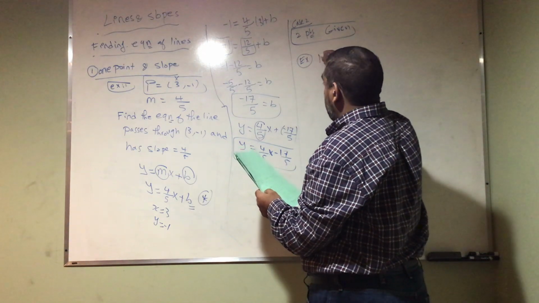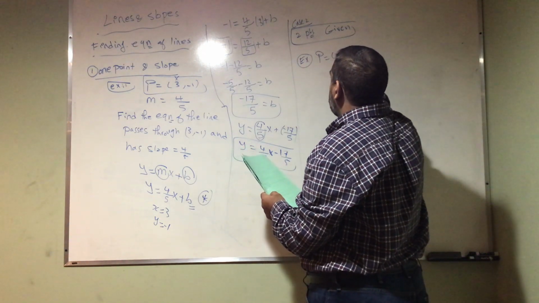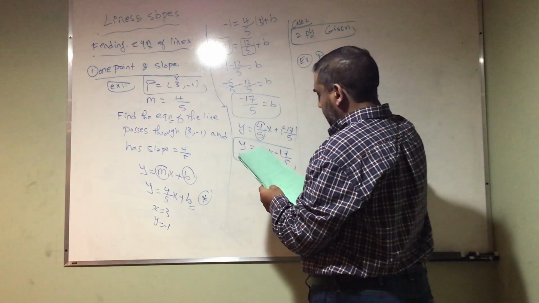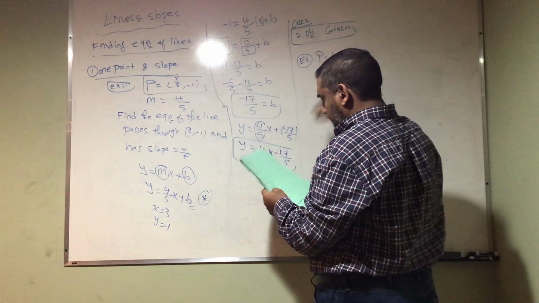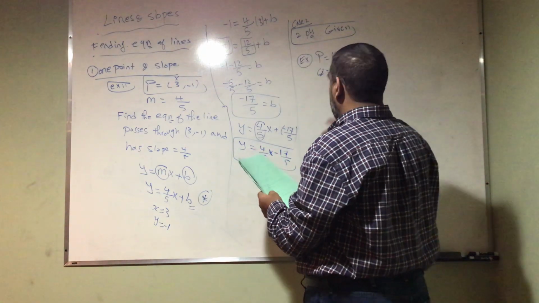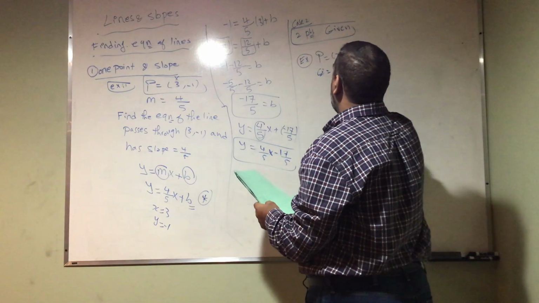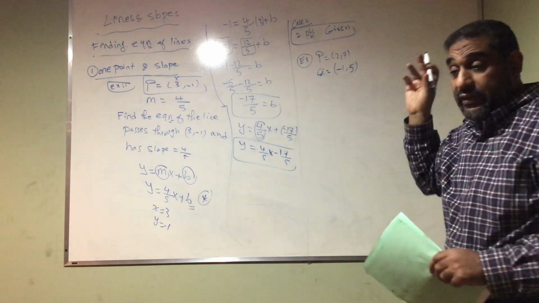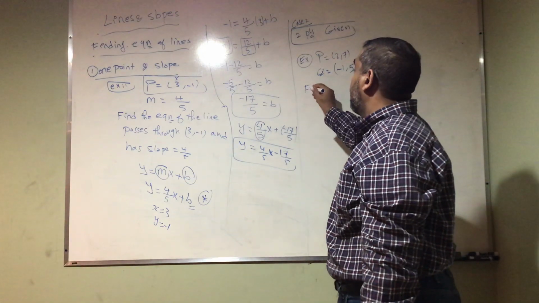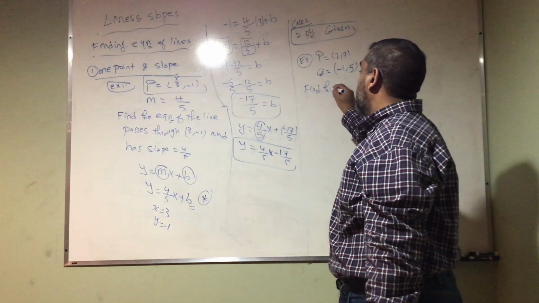So you have P, that's one point, (2, 7). And what is your Q here, guys? Your Q equals (-1, 5). So that is the second point. Now, with those 2 points, what is the question here? The question here is we need to find the equation of the line.